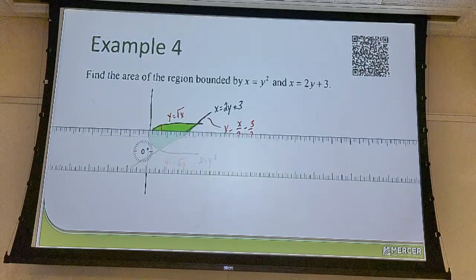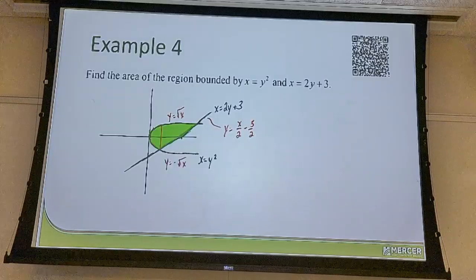In this case, it'd be more convenient to use the horizontal slices for two reasons. One, we don't need to do one area. Two, they already gave us the curves in terms of y. Well, that means we need the points of intersection in terms of y. We need y1 and y2.